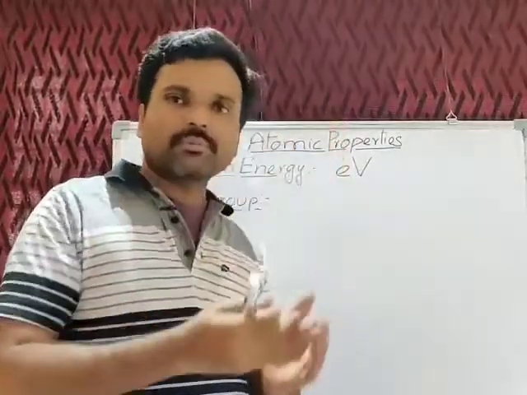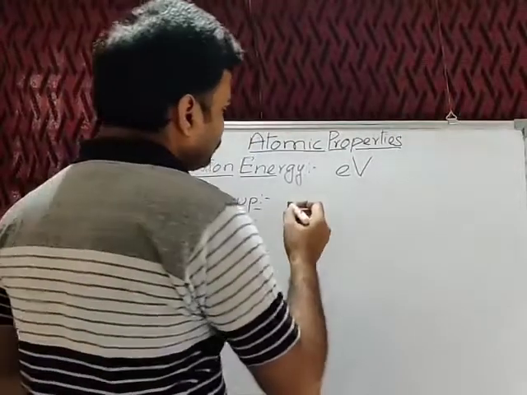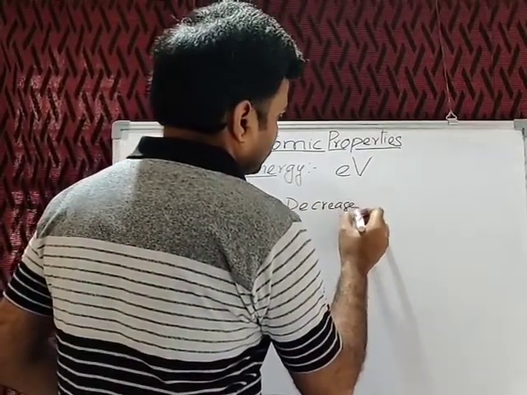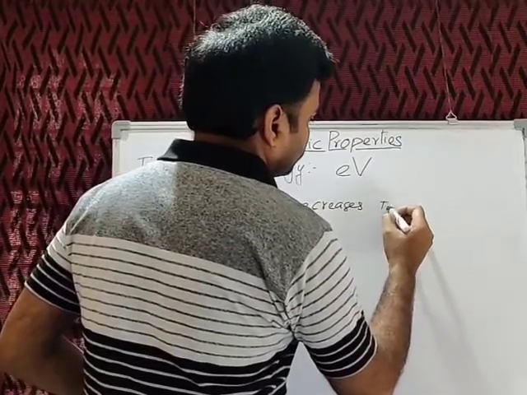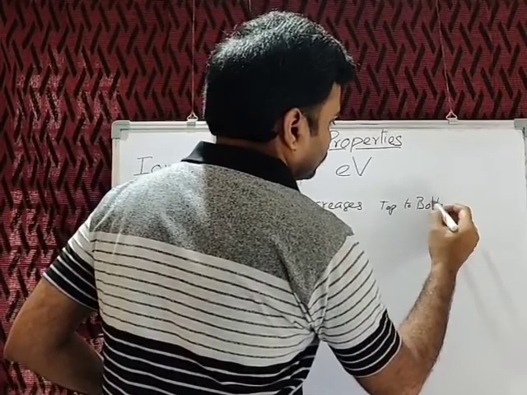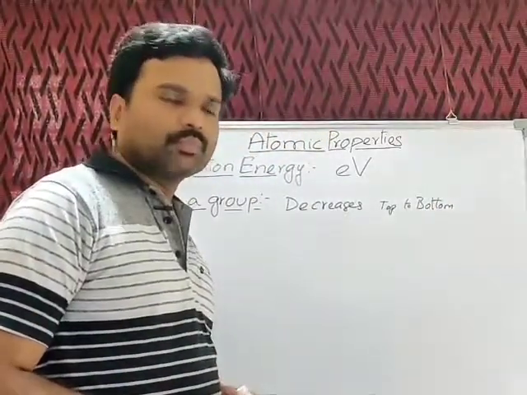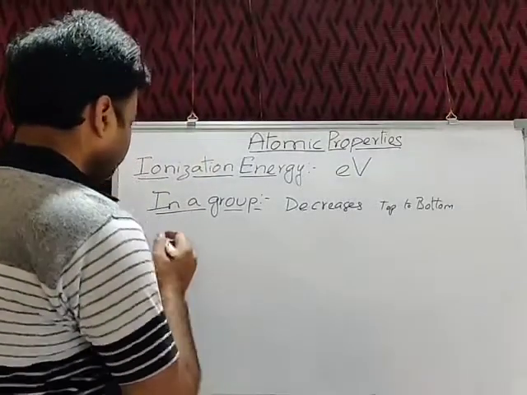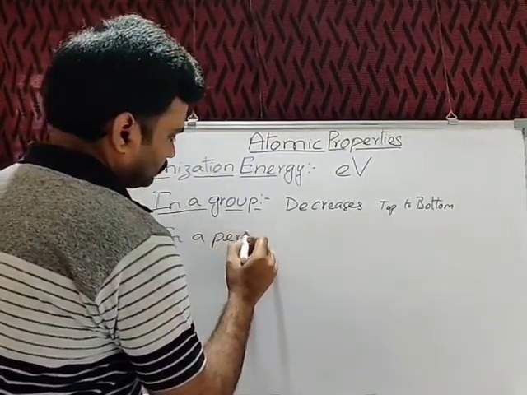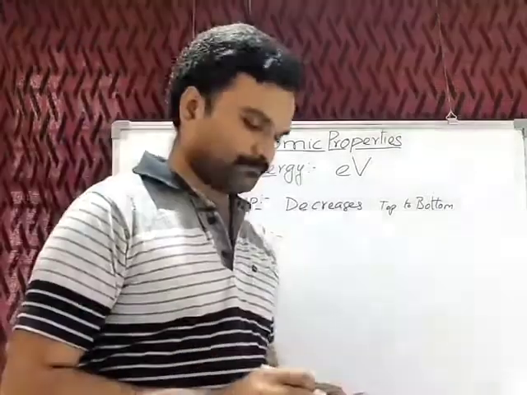Now, in a group from top to bottom, the atomic size increases, so ionization energy decreases. Ionization energy decreases from top to bottom in a group. In the period, let us consider, how does it vary in the period?